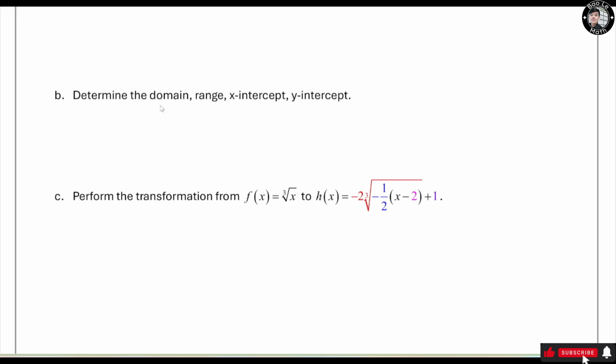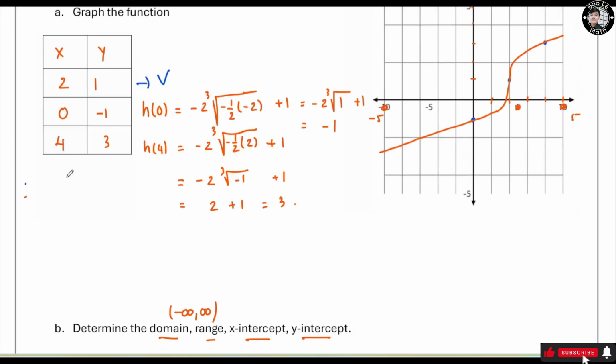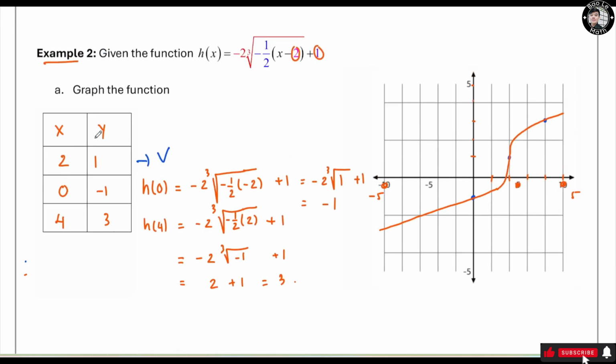Now determine the domain, range, x-intercept and y-intercept. Domain and range should be the same, right? It's going to be -infinity to +infinity. Now for the x-intercept, we just let y equal 0 and solve for x, right? So we let this one equal 0.